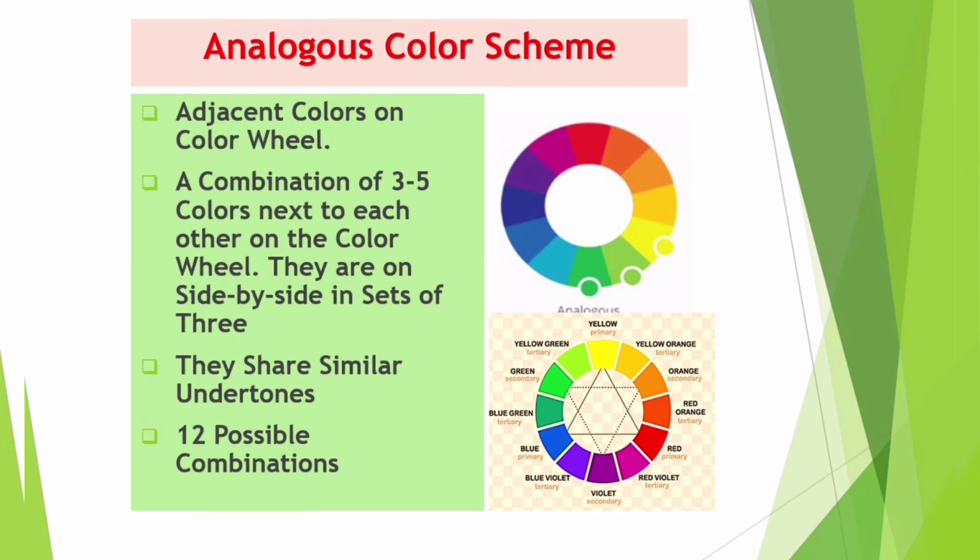Now the second scheme is the analogous color scheme, which has adjacent colors. That is a combination of 3 to 5 colors next to each other on the color wheel.